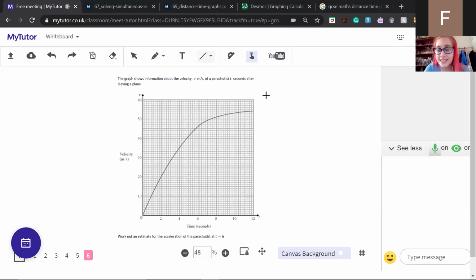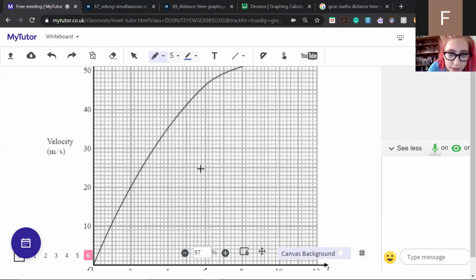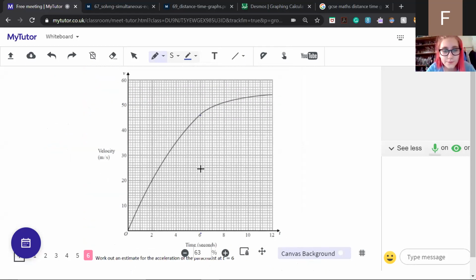So we know that the gradient of this is going to be the acceleration. So this says, work out an estimate for the acceleration of the parachute at t = 6. So that means, what's the acceleration 6 seconds after the parachutist jumps out of the plane? So t seconds is here. So let's just zoom in a little bit. So we want the acceleration at this point, where I've drawn that little blue dot.